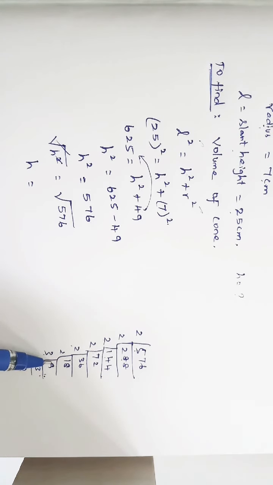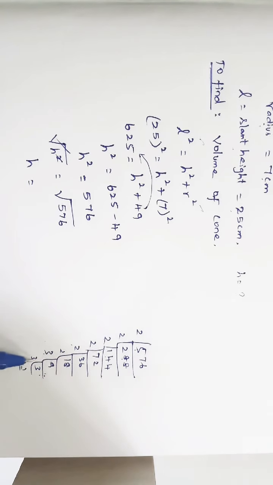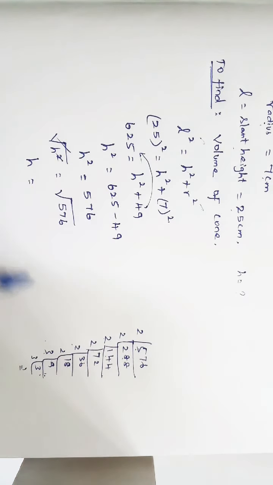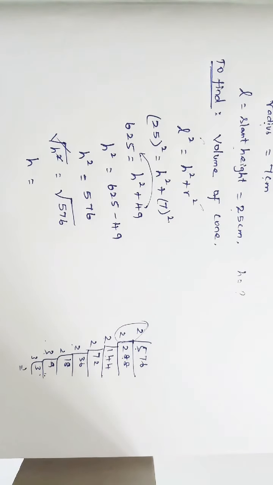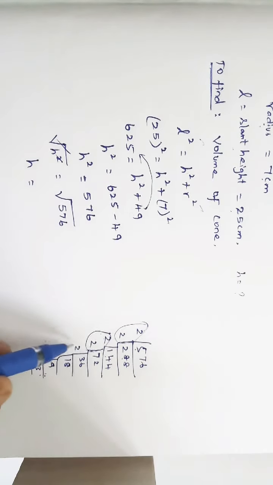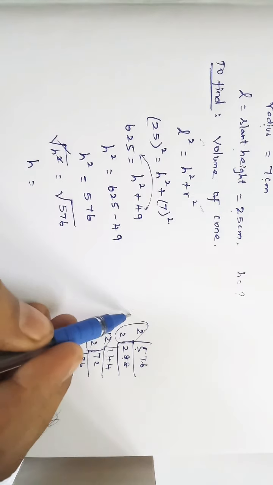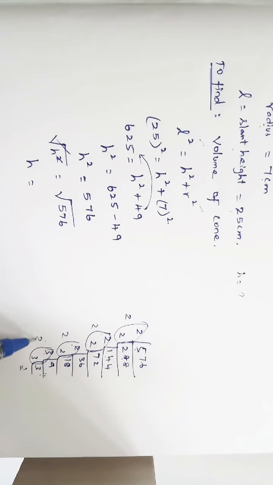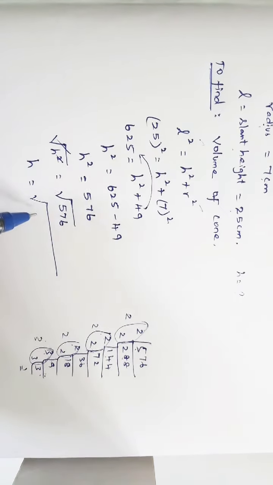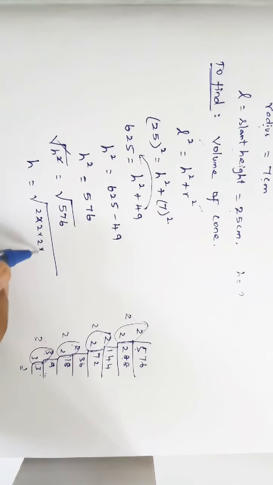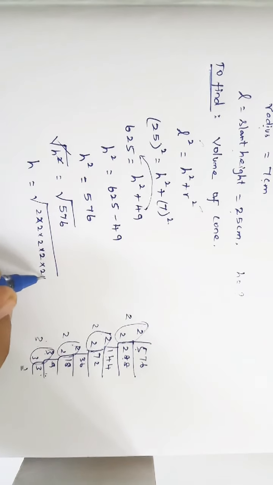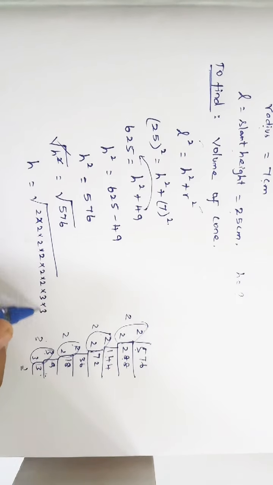In the 9 times table, I am just simplifying, 3 times 3 is 9, right? So do the prime factorization. Taking the square root means taking one from each pair. So 2 into 2 into 2 into 3, right? So the square root of 2 into 2 into 2 into 2 into 3 into 3.